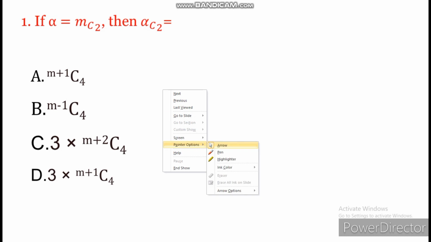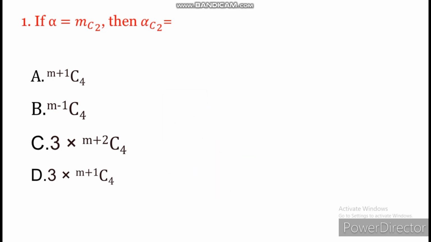If alpha equals MC2, they have asked what alpha C2 is. Now see here, alpha equals MC2. What is meant by MC2? That's nothing but M into M minus 1 divided by 2. Start from M, write two numbers in decreasing order, then divide by 2 factorial. 2 factorial is nothing but 2.